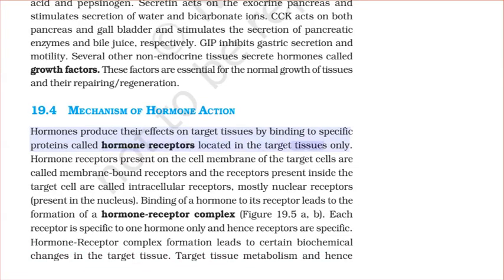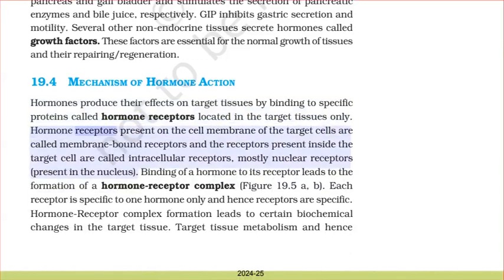in the target tissues only. Hormone receptors present on the cell membrane of the target cells are called membrane-bound receptors, and the receptors present inside the target cell are called intracellular receptors. Mostly nuclear receptors are present in the nucleus.